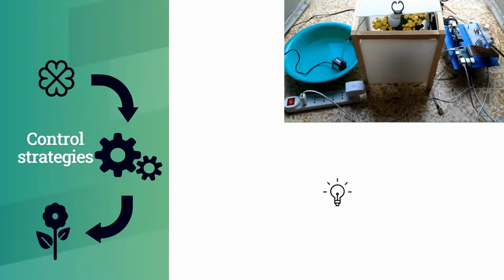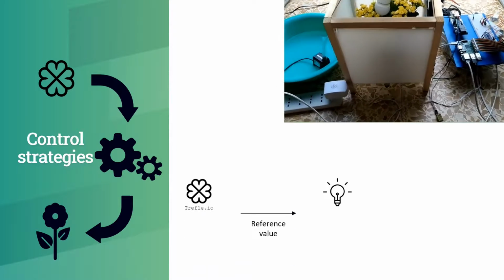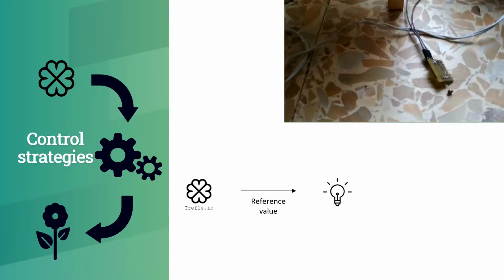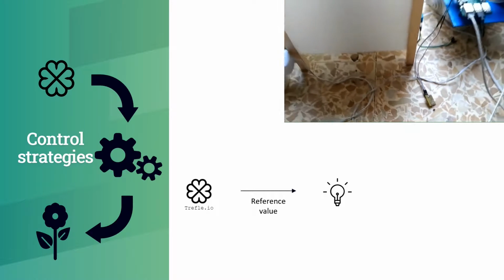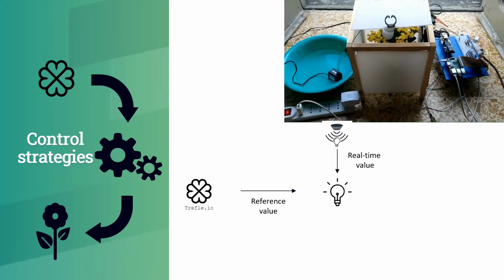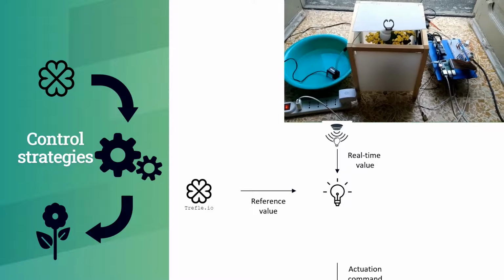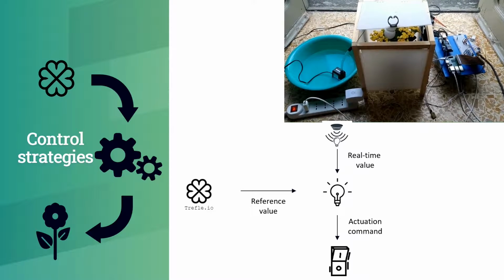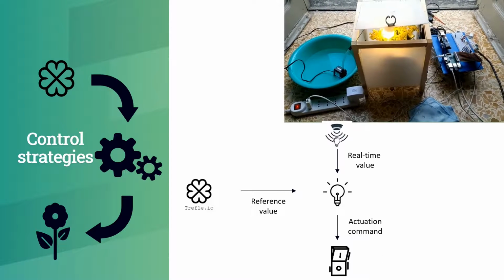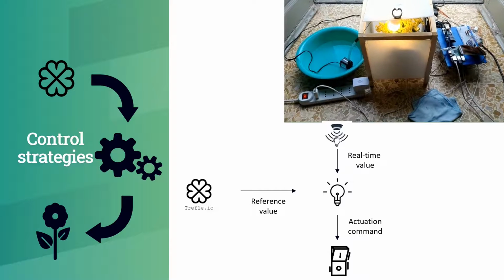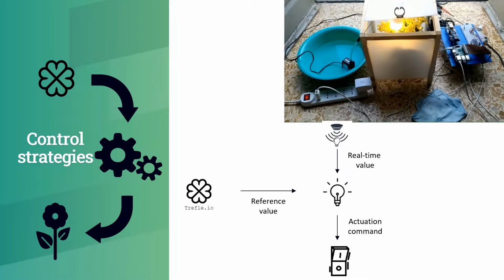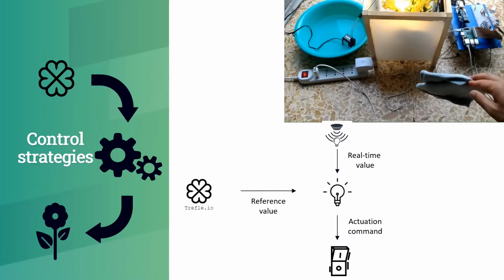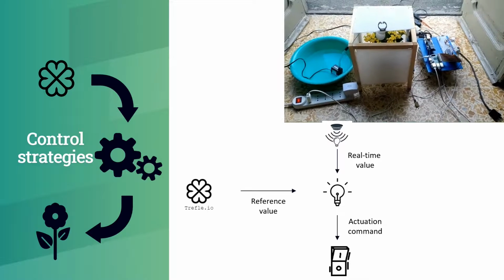For the lamp, from Trefoil API, the exposure to the sun of the plant is obtained and the real-time value of sun brightness is received on the subscribed MQTT topic. So the control strategy checks that the plant receives enough light for the right time during the day. If the sun exposure is not enough, the lamp is turned on, otherwise it is not.